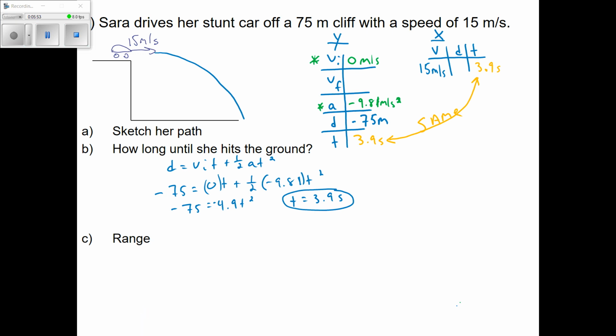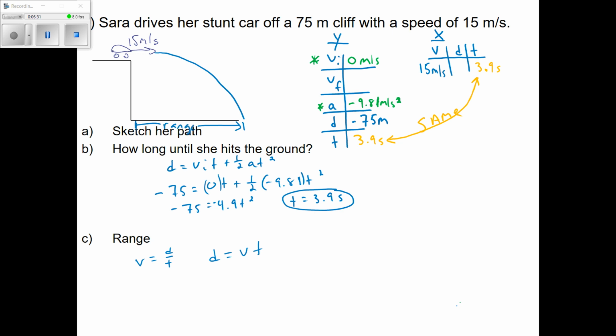That's the link. So now range. I know in math class, range means Y values, but for us, range means how far it goes in the X direction. So that means horizontal distance. So now if you think back to the only information we have in the X direction, we have V, D, and T. So the basic formula we have from the year with V, D, and T is V equals D over T. So now I'm going to simplify this formula a little bit and just do D equals VT.